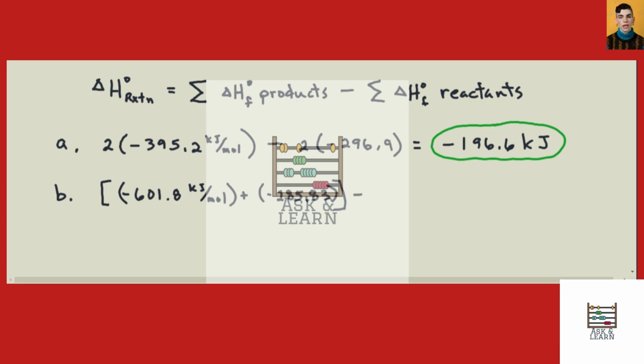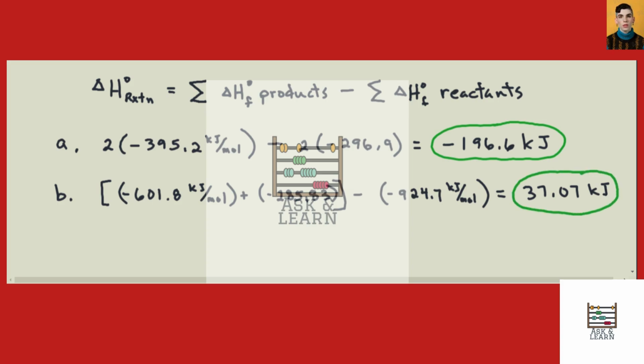There is only 1 reactant, that is the Mg(OH)2. There's only 1 of those. It is negative 924.7 kilojoules per mole. Calculating this, we get 37.07 kilojoules. Following significant figures, I would round that to 37.1. All right, let's move on to letter C.